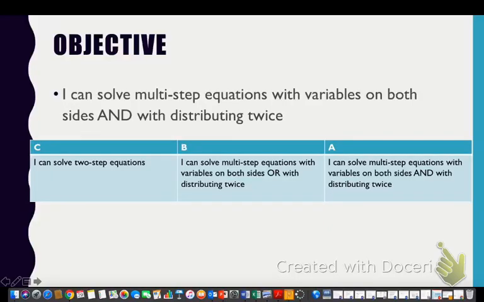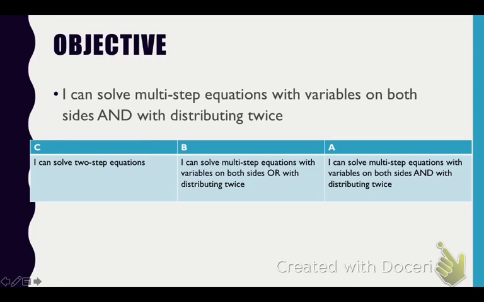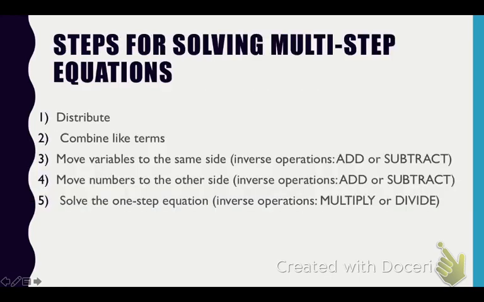Alright, our objective for today is I can solve multi-step equations with variables on both sides, and I can solve multi-step equations by distributing twice. So first thing I want you to do is write down these notes for solving multi-step equations. These are really important because those are the steps in solving them, and then you won't make as many mistakes, and you need to upload your notes at the end of the lesson anyway.